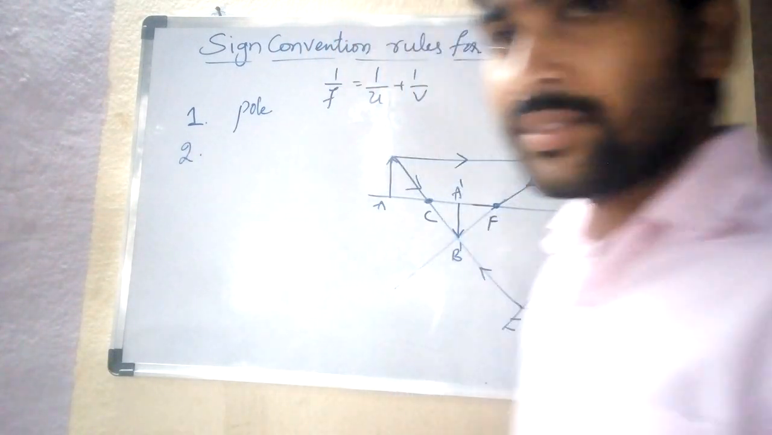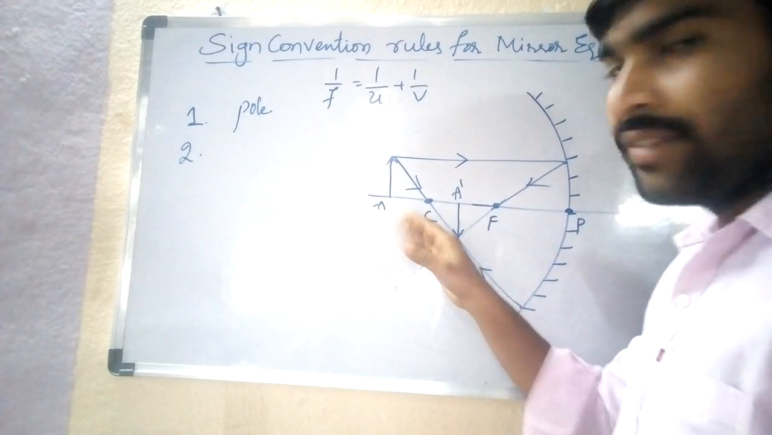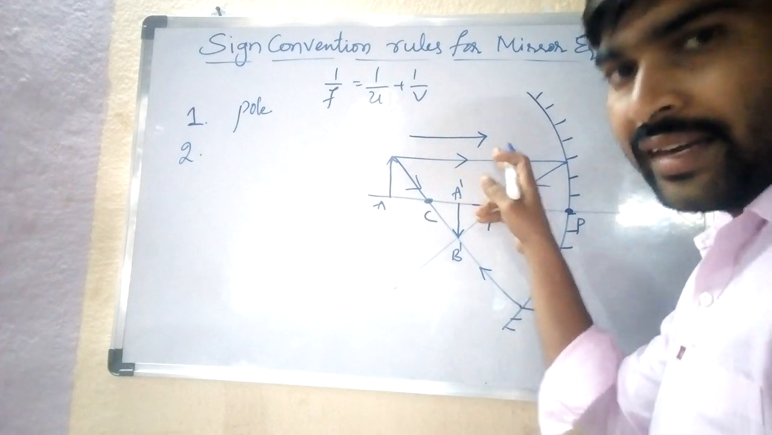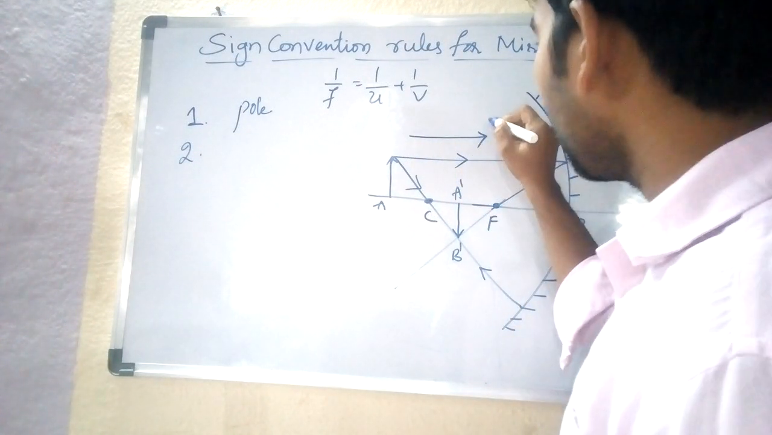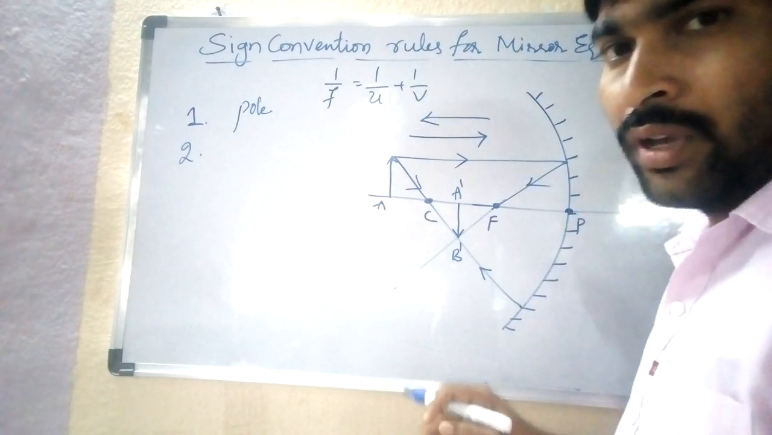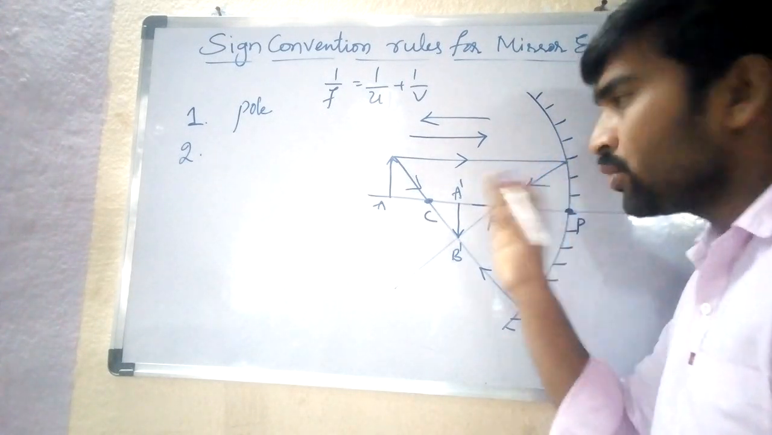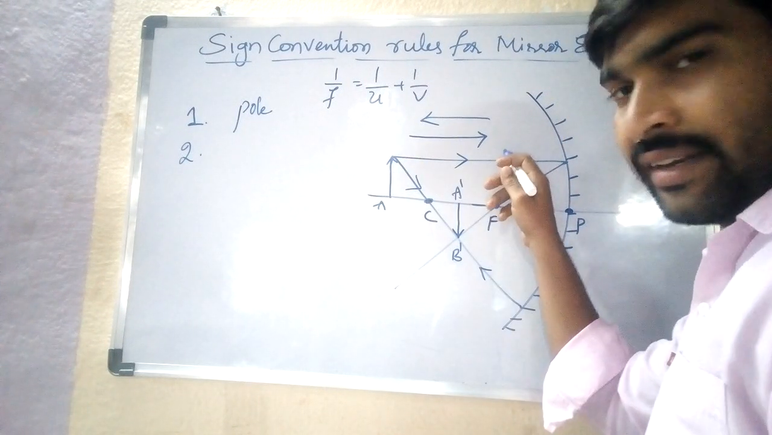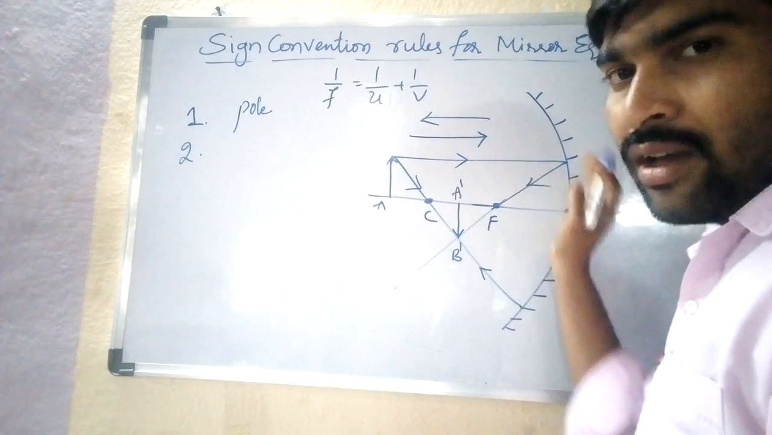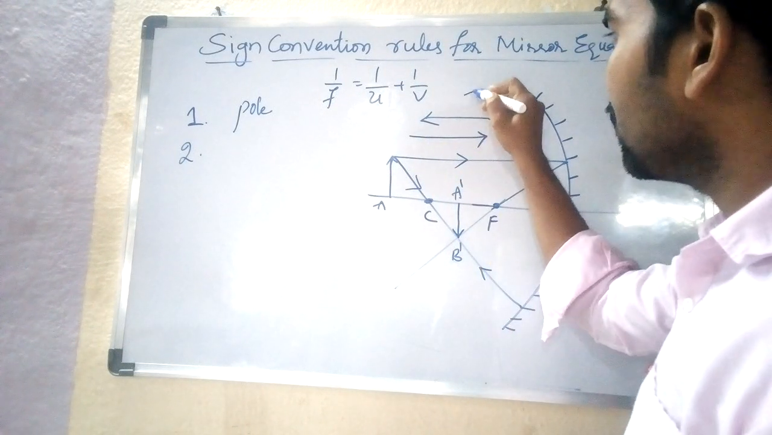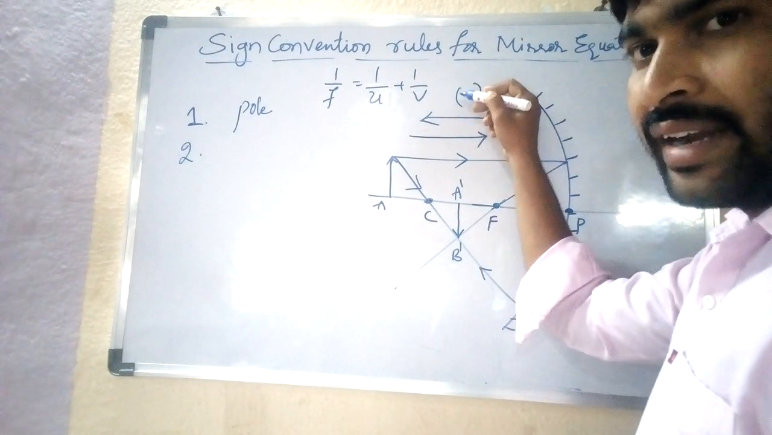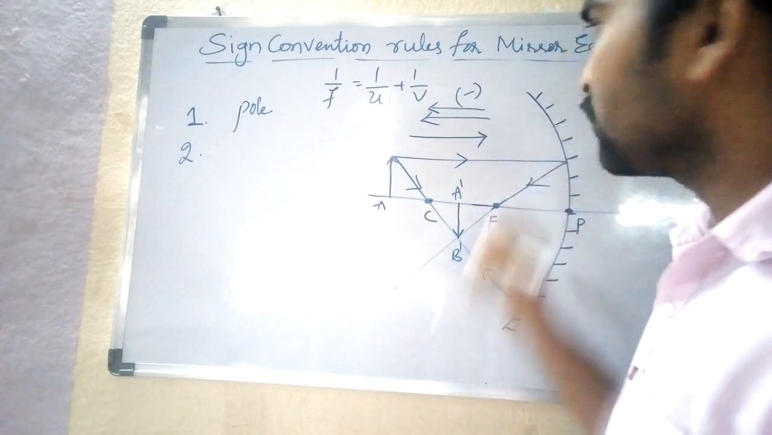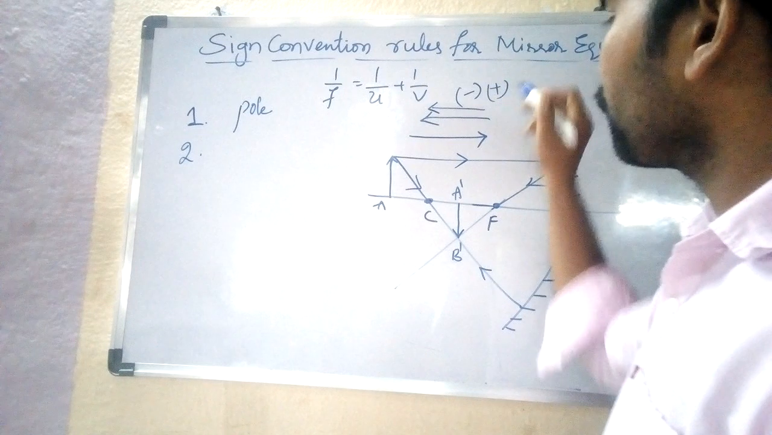Then the second one is: this is the incident ray direction, and we are measuring from here to here. So which ray is opposite to the incident ray? We are measuring from the pole onwards, and this is the incident ray, so it is opposite to the direction of measuring the distance. That's why these two are in different directions, and we take it as negative. When we are measuring in the same direction, it is positive.